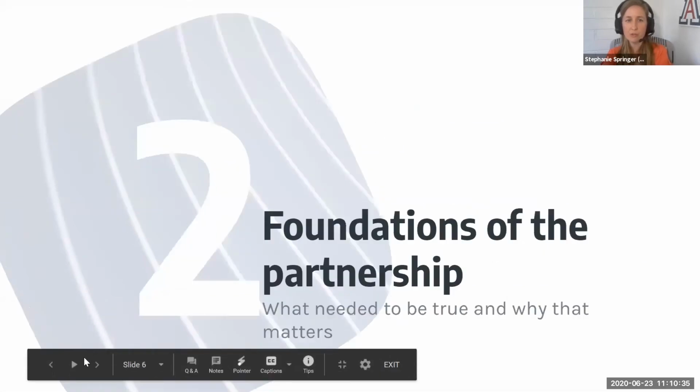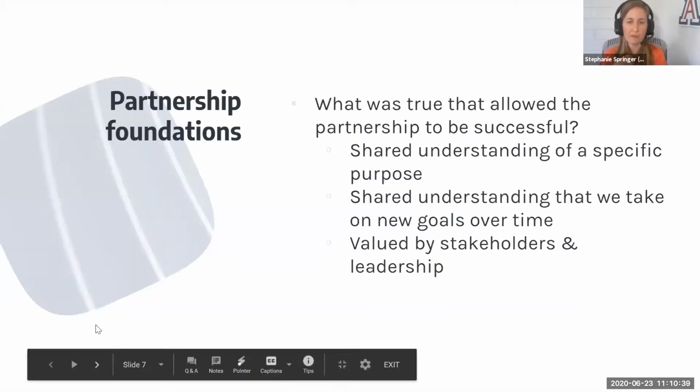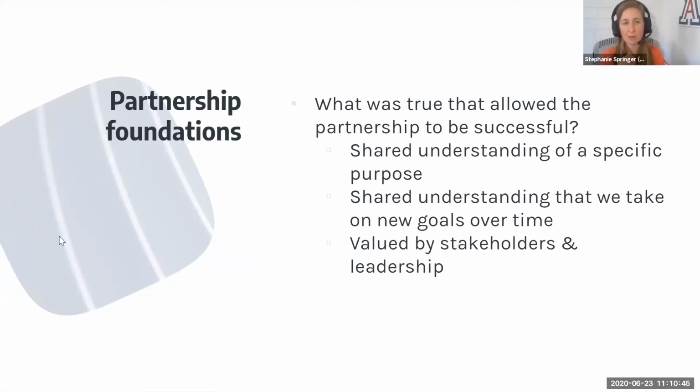What was true that allowed this partnership to be successful? So what are the foundations of the partnership? The first piece was that we had a shared understanding of a specific purpose. And that purpose was that we were going to be a community of practice. What that means is that we are a group of folks who have a commonality. And our commonality happens to be, in this case, that the work we do supports student internships.